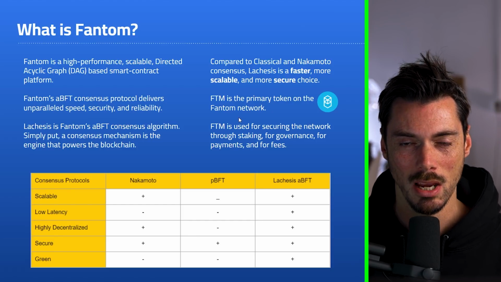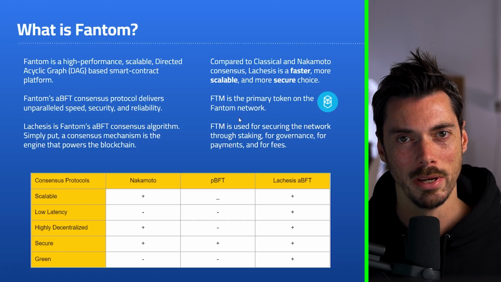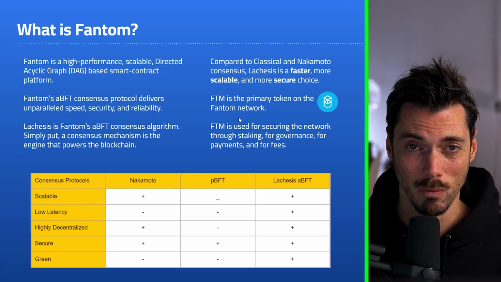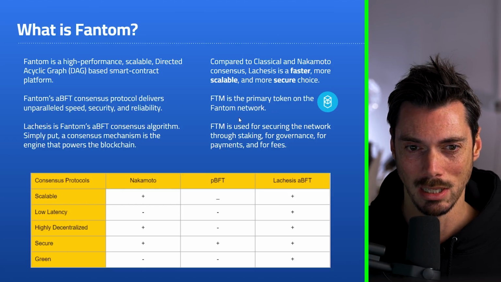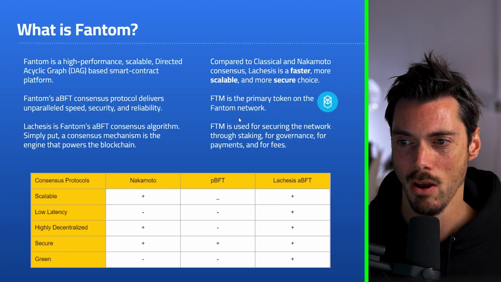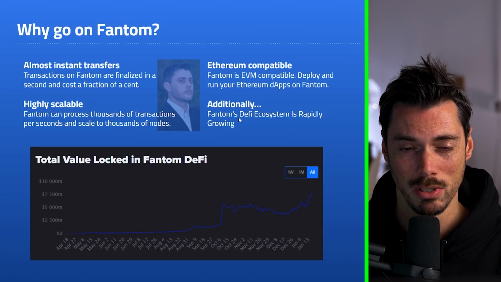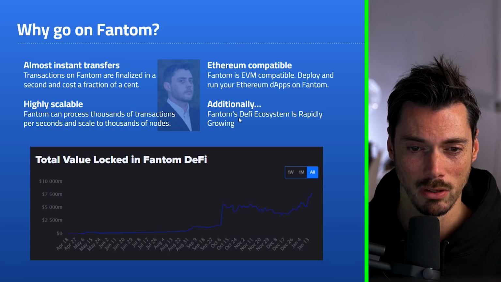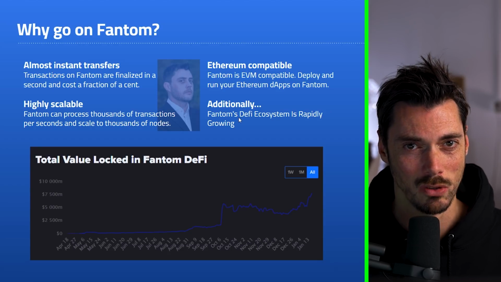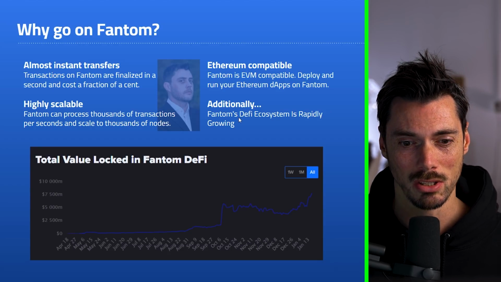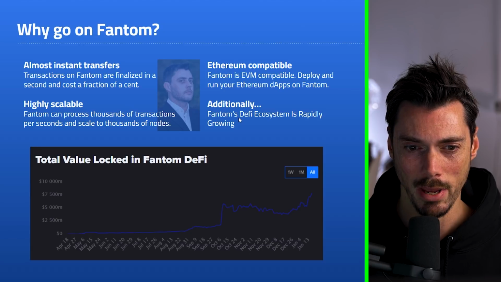That's the one we're going to be interested in because, as you should know by now, unless you have the network token, you can't really do much on a network. So we're going to need that if we want to go play on Fantom. So why would we go onto Fantom? Well, transfers are almost instantaneous. They're very, very fast and cost a fraction of a cent. We'll see just how cheap it is to actually perform a transaction on Fantom in a bit.